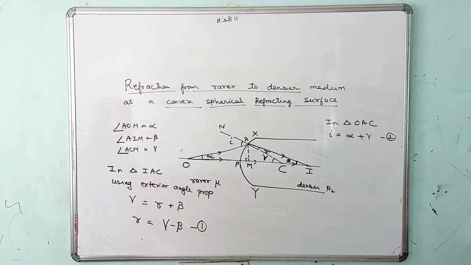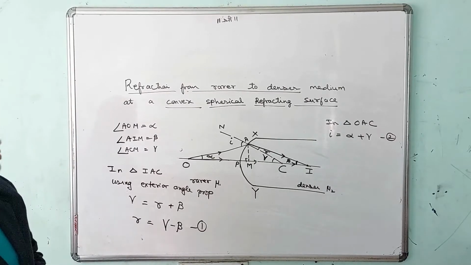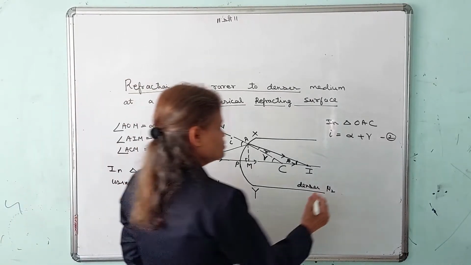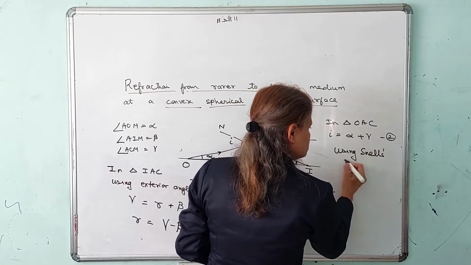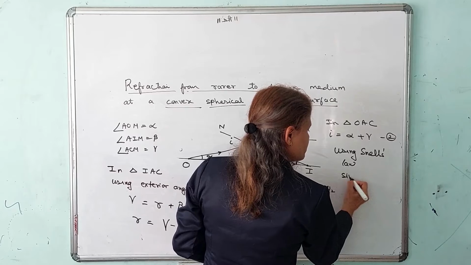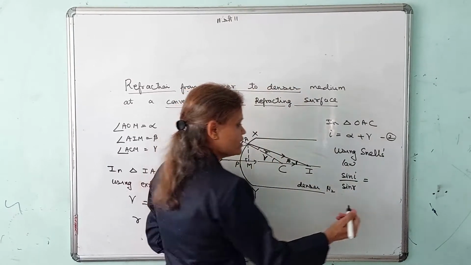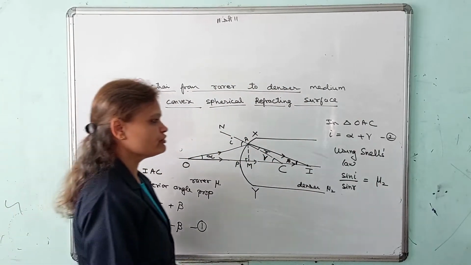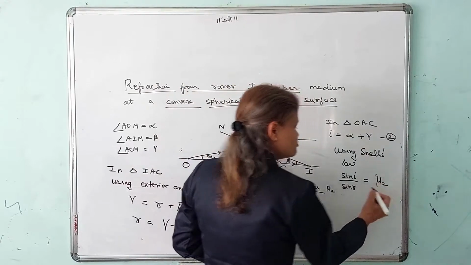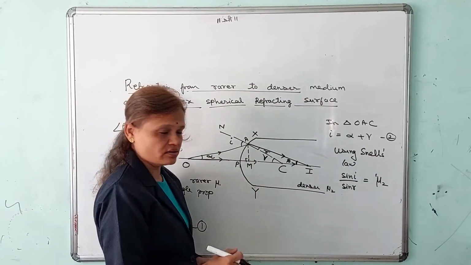Now you can see that we have got I and R. Now we are going to use Snell's law. Sin I by sin R is equal to mu. So using Snell's law, sin I by sin R is equal to, you might have seen in the previous video, where we talked about Snell's law, mu 2 1, that is the refractive index of 2 with respect to 1.